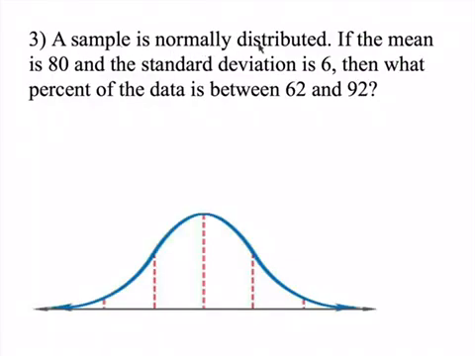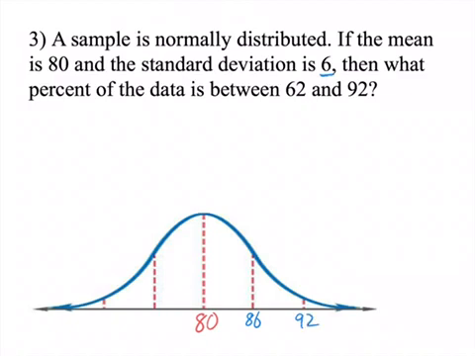A sample of normally distributed data looks like this. If the mean is 80 and the standard deviation is 6, then what percent of the data is between 62 and 92? So to do this problem, it helps to make a bell-shaped curve. 80 goes in the middle because it's the mean. Then we take steps of 6. So we're going to add 6 repeatedly on both sides.